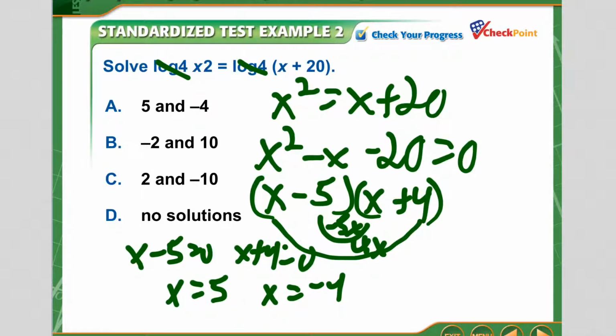When I plug them both back in, 5 squared is 25. 5 plus 20 is 25. So those are both positive. So the 5 is okay. When I plug the negative 4 in, negative 4 squared is a positive 16. And negative 4 plus 20 is also a positive 16. So those give me positive answers. So both of those are okay. So our answer here should have been A.